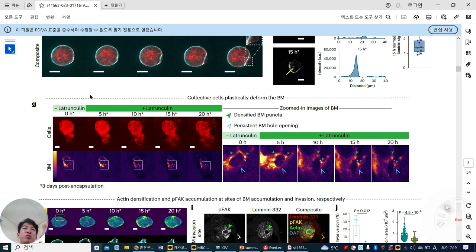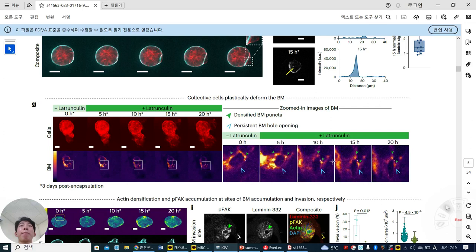Actually, before treating with LAT A, maybe through actomyosin function, they were already making this basal membrane mismatch and accumulation. After making this mismatch and accumulation, actin didn't support this basal membrane. So the basal membrane and the actin structure of the cell behave independently.